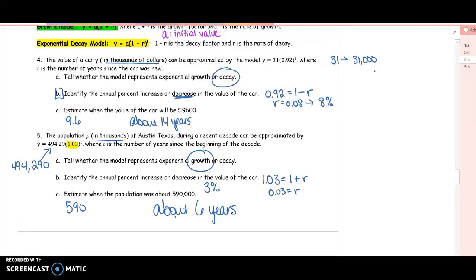These problems were designed to get you familiar with all the pieces of those exponential growth and decay models. When we turn the page, we are actually going to create the growth and decay models ourselves.